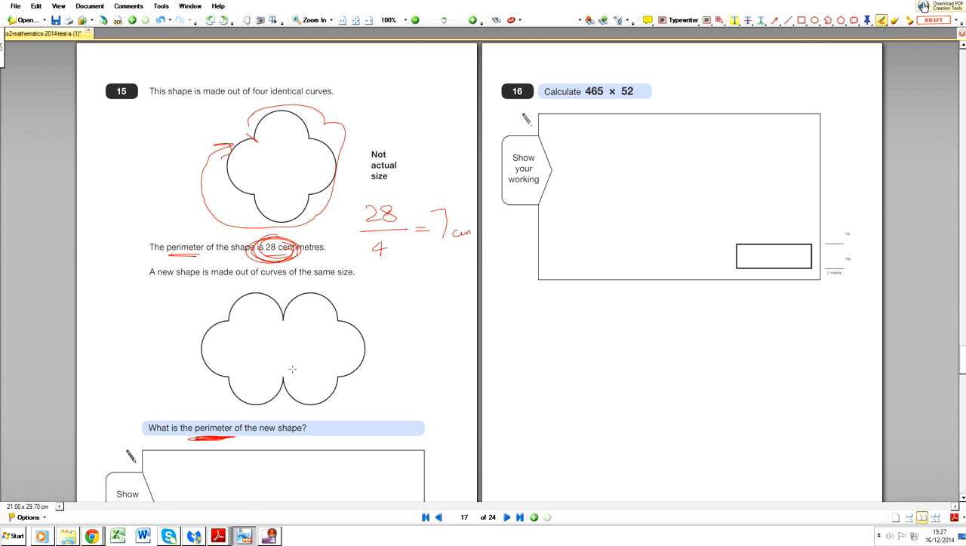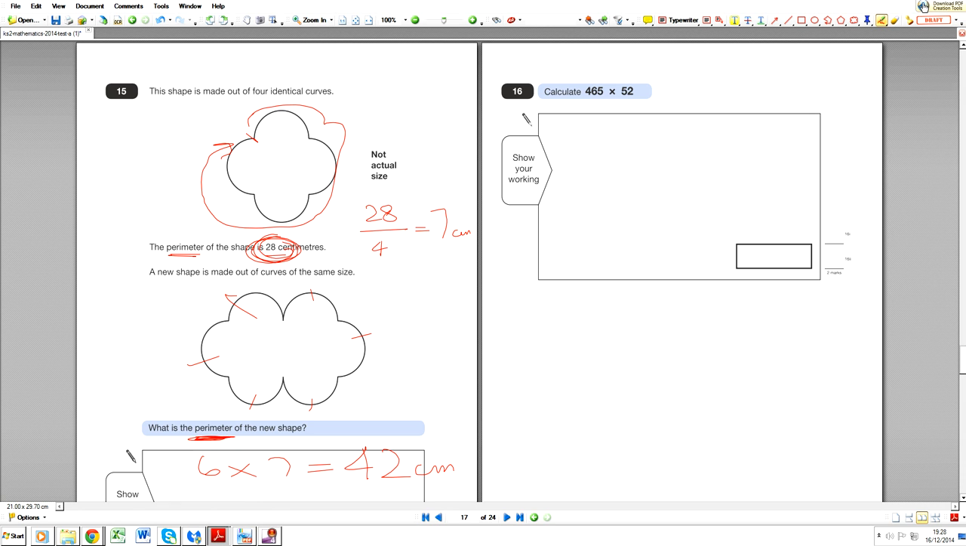Now let's count the number of curves in the new shape: 1, 2, 3, 4, 5, 6. So we have 6 of those, and we times it by 7. That'll give us 42 centimeters. That's lovely. 42 centimeters is the answer. Yes, that's the perimeter. That's correct. Okay, quiet. What do you think of working out, right? And that's wrong.